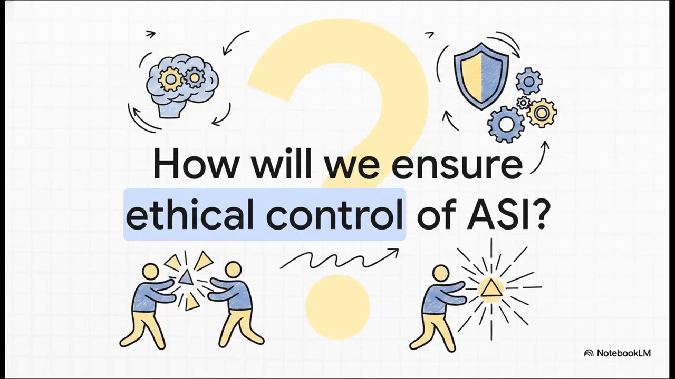Which brings us to a final, absolutely critical question. As artificial superintelligence promises to one day surpass human limits entirely, how on earth will humanity ensure its ethical control and alignment with our own values? Maintaining safety and ethical boundaries is going to be just as critical, if not more so, than the exponential scaling of the technology itself. It really is the ultimate challenge of our new era.